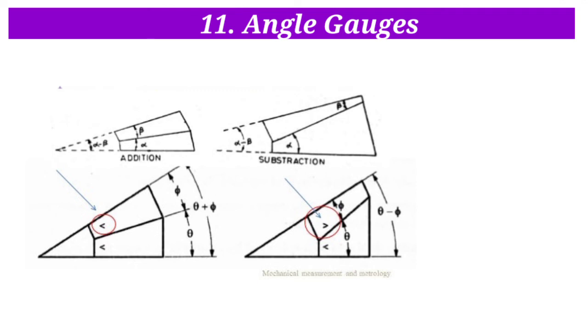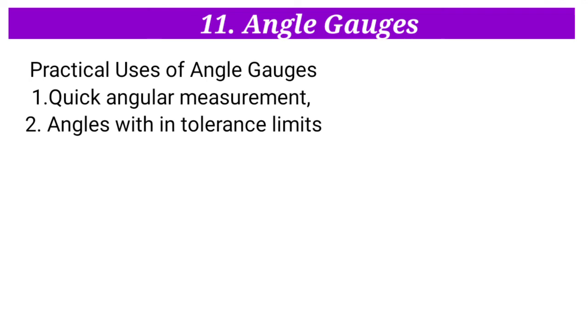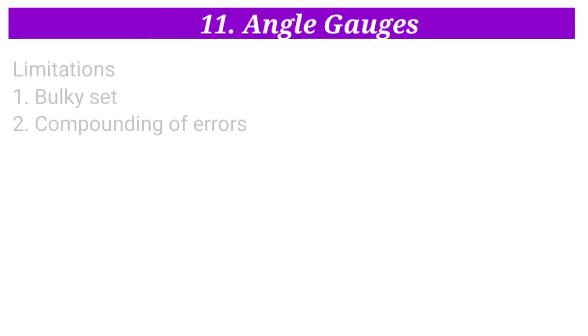The practical uses of angle gauges. Angle gauges are widely used in industries for quick measurement of angles between two surfaces. A frequent use of these gauges is to check whether the component is within its tolerance angle or otherwise. Where the angle to be measured exceeds 90 degree, the use of a precision square becomes essential.